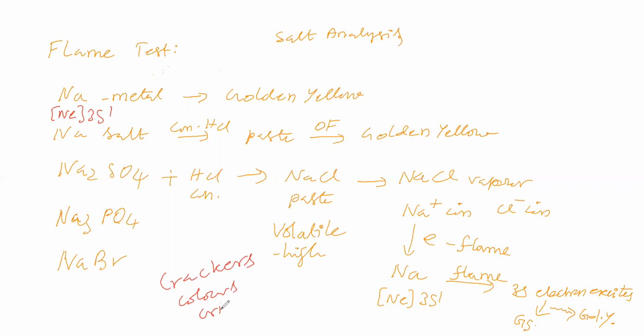Sometimes you can see crimson red, a deep red. That deep red is due to the presence of strontium salt in the cracker. If strontium salt is there, then the cracker on cracking gives that crimson red color. The crackers contain many mixed salts, therefore on cracking they give different colors.